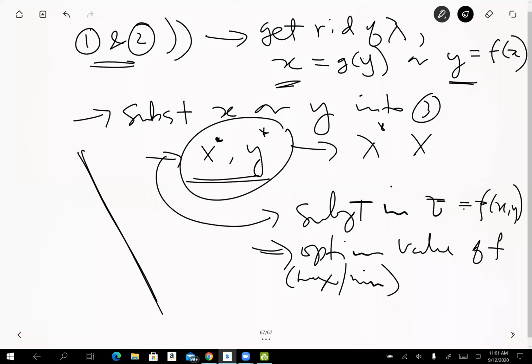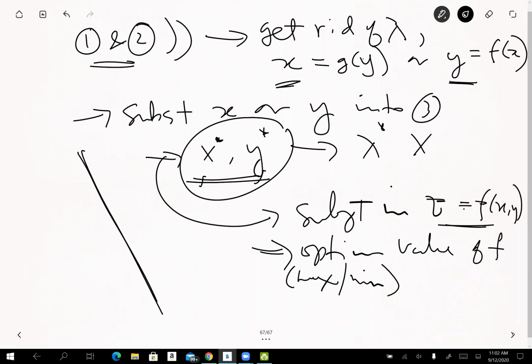So that's the method. You make use of 1 and 2. By doing that, it's like a system of equations, and the lambda will cancel out. And then you got x and y, so you have x in terms of y or y in terms of x. Then you substitute that into number 3. You got x star, y star, that is the optimum point. Then substitute that point into the objective, and you will get the optimum value of the objective, maximum or minimum.